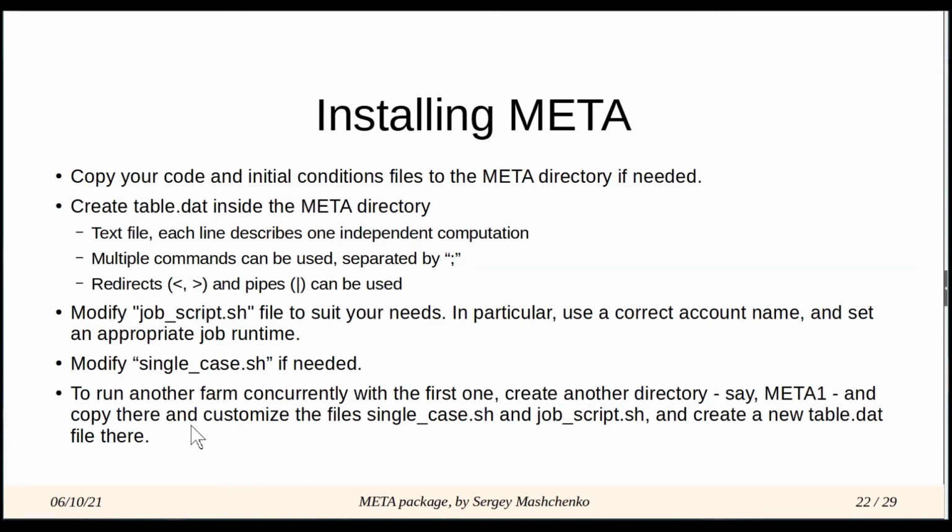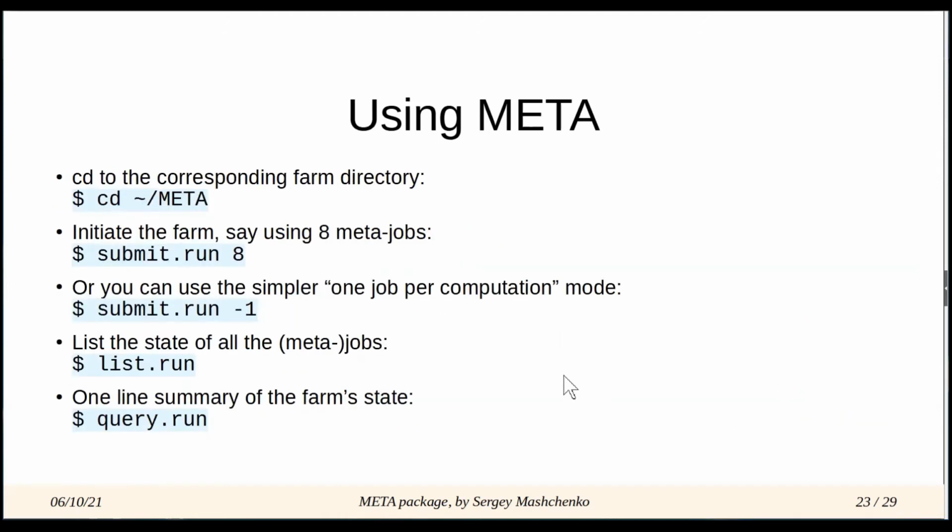And that's it, basically. If you want to run another farm concurrently with the first one, you just create another subdirectory, let's say meta1, and then you copy these two .sh files there, and then you create a new list of things to compute. And that's how we use meta. You change directory to a specific farm subdirectory, and then either you submit a certain number of meta jobs, submit.run, in this case 8, or if you use the simpler mode, one job per computation, you say submit -1. And then you can use any of the commands already listed or given in the previous slides. Just make sure you are in the specific subdirectory corresponding to this particular farm.